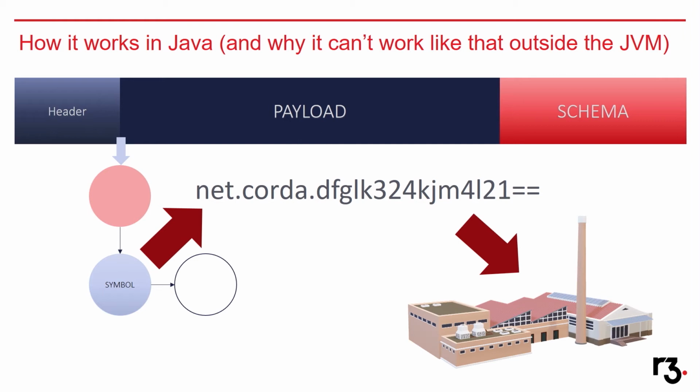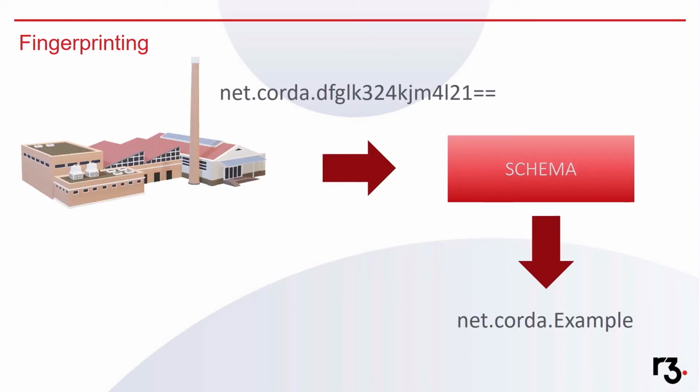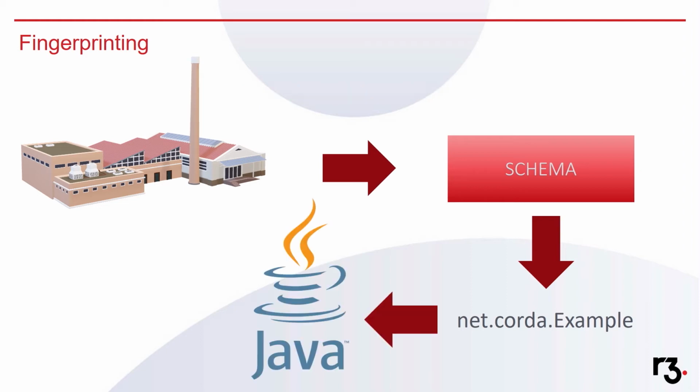So in our Java implementation, on receiving a Corda packet, the first thing we do is go and look inside a factory, because we want a serializer that is going to understand this data. But if we don't find one, well, we need to build one. And the first thing we have to do is decode this fingerprint. Well, we know we can go and look in our schema, which quite simply will tell us, well, that's net.corda.example. So now we know the class, we can go to a class loader.